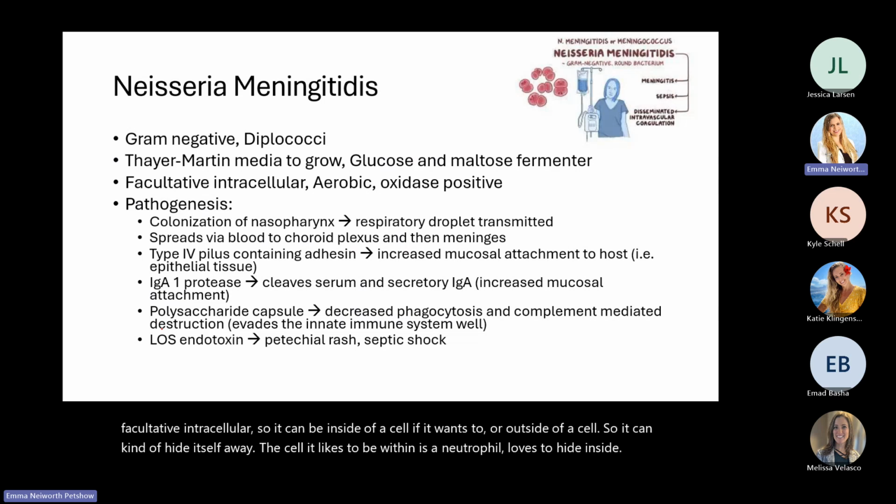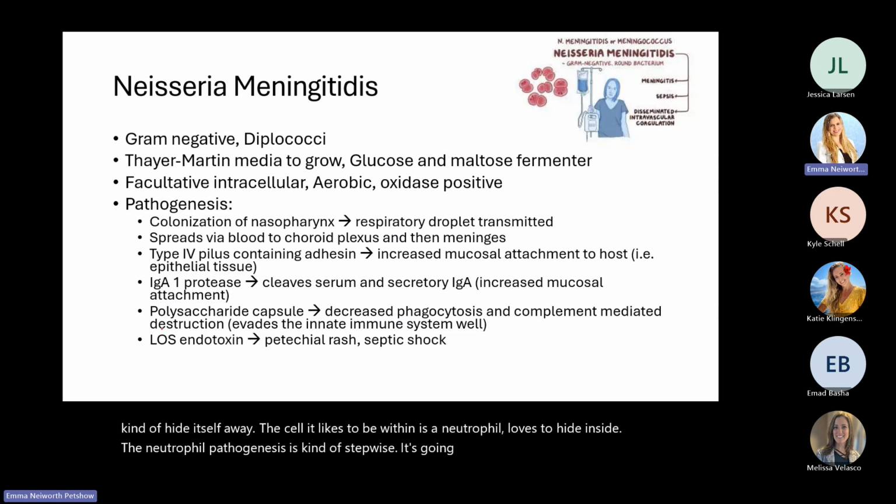Pathogenesis is kind of stepwise. It's going to colonize the nasopharynx. It's going to spread via respiratory droplets, gets into the bloodstream, reaches the central nervous system by hijacking the choroid plexus, and then virulence factors make it pretty dangerous. So it has pili. Pili allow it to adhere to mucosal regions, so it has really strong mucosal attachment. So it's hard for us to wipe it off once it gets attached.